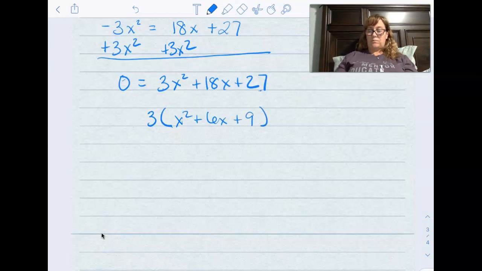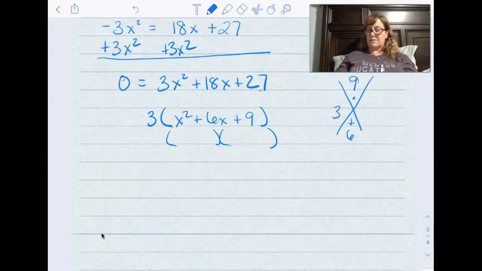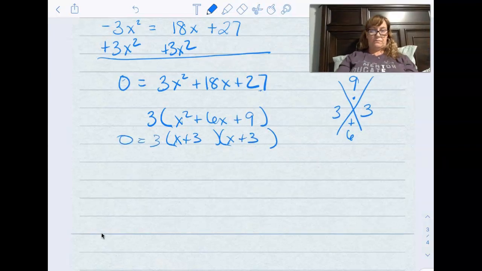Well, now you have to factor this, right? So if you use your circle problem, you're going to multiply to 9, add to give 6. This is going to be a 3 and a 3. So therefore, (x plus 3) times (x plus 3) times 3 all equals 0.